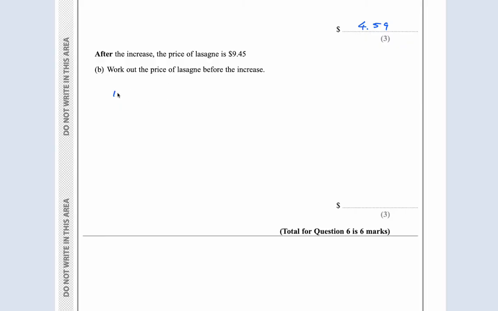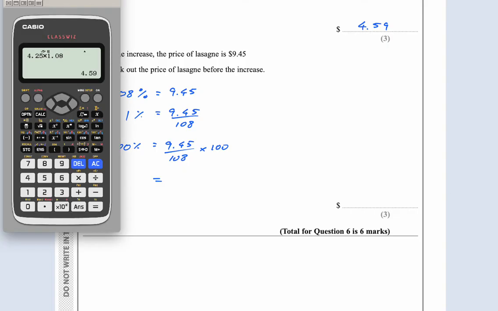Or the more technical way to do this is, well, let me do it both ways, guys. 108% is 9.45. 1% is then 9.45 over 108, because I need to divide by this. And then 100% is this times 100. So that's my answer. When I get it, it's 9.45 divided by 108 multiplied by 100. It's 8.75.